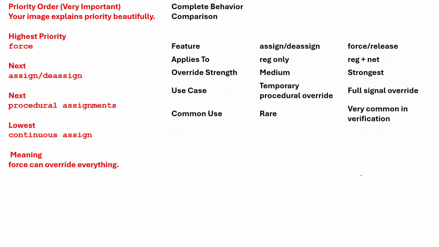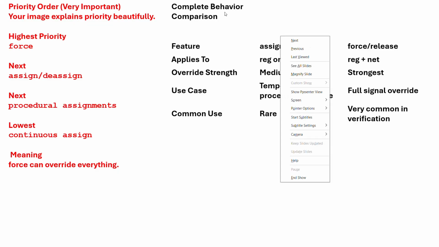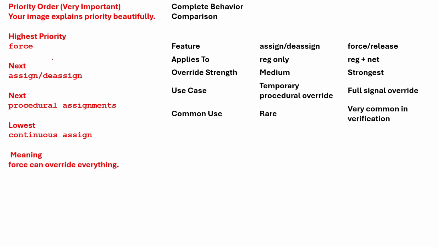So priority order, what is the highest priority we are having? Force is the highest priority, and then next assign and deassign. After that procedural assignments, okay, and then continuous assignments. So force is given the most priority. Okay, if you apply force to any variable, then it is taken first. Okay, after that normal values will be considered.